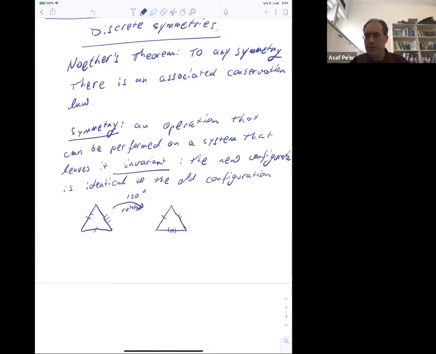Of course, if I rotate it not by 120 degrees or integer multiples of 120 degrees, then I don't get a symmetry. If I rotate it by 60 degrees, it's not a symmetry, because then I will end up with a triangle that looks like that. So this is a symmetry. I did something, but you cannot tell, because it hasn't changed.